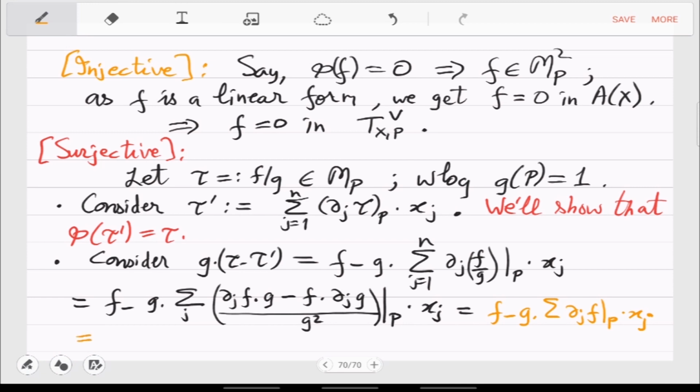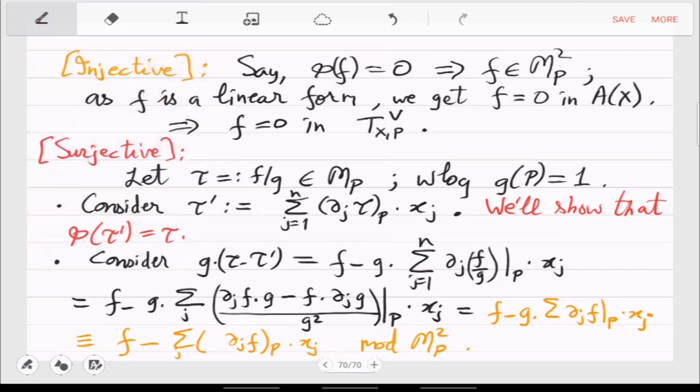Okay, I can continue this now, mod m square. What I can do is take the g inside. Why is that? Or you can simply think of this: g has in the constant part 1 and the remaining things are linear or higher degree. So the constant 1 multiplied with this, while the linear and above part multiplied with this will multiply with xj and that will give a quadratic part. So actually mod mp square, you get this. Is that clear?